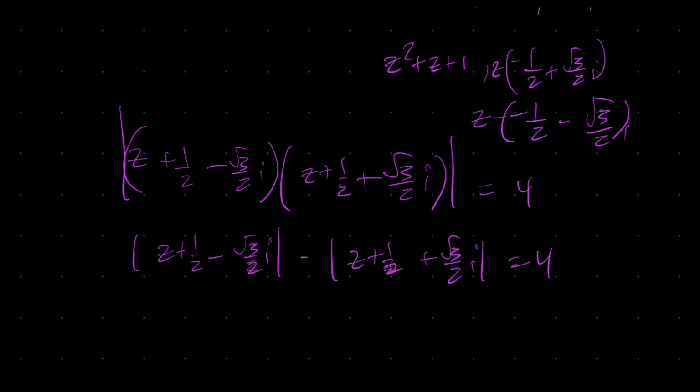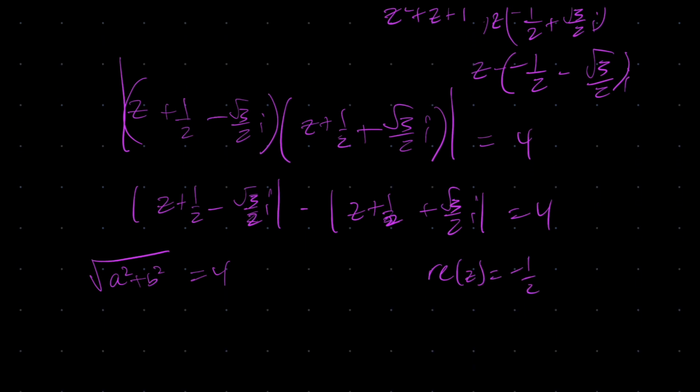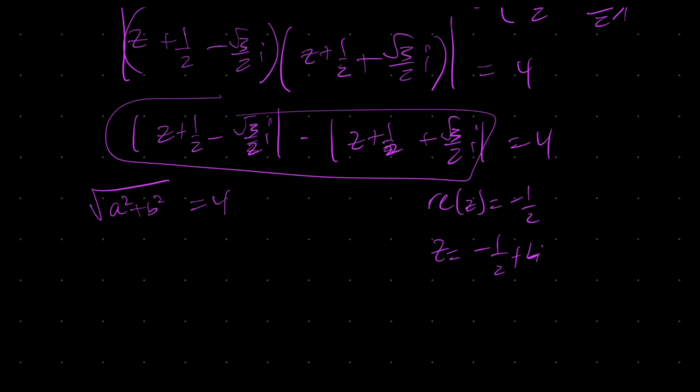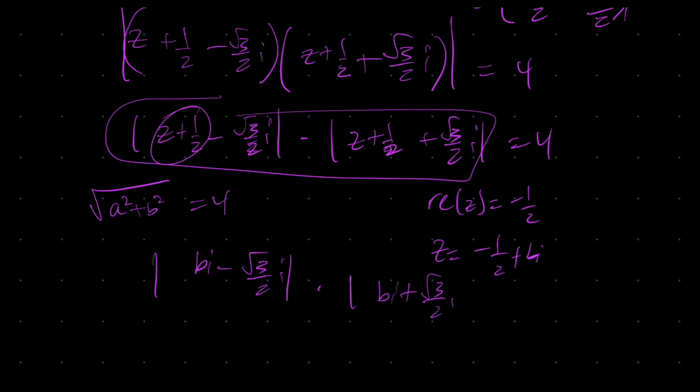Now we want the imaginary part to be as big as possible, so the real part has to be as small as possible. This is because the real part squared plus the imaginary part squared has to be 4. Now luckily we can actually make the real part 0 for both of these, just by making the real part of z equal to negative 1/2. Then z is negative 1/2 plus bi, and if we substitute this back in here, a lot of stuff will cancel out. So the real parts go away, which means we're left with the magnitude of bi minus root 3 over 2 i, times the magnitude of bi plus root 3 over 2 i.